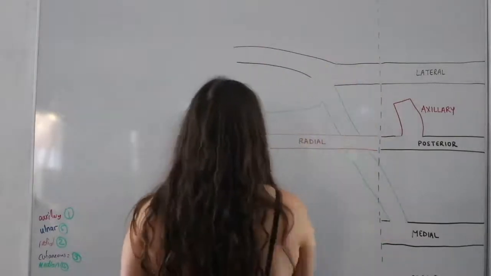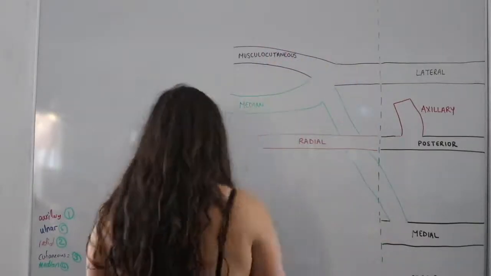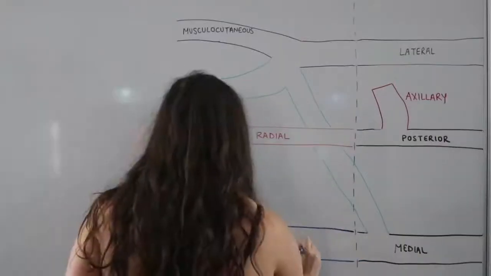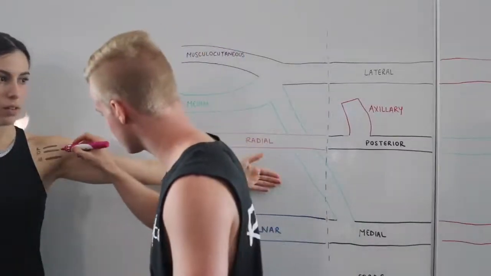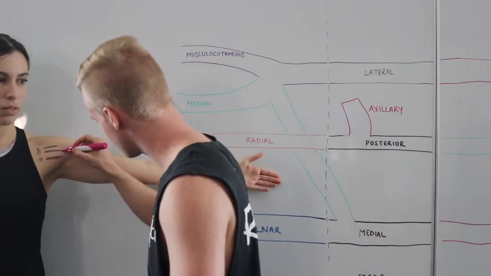The next 3 nerves form an M shape, combining musculocutaneous, median and ulnar nerves. These 3 nerves stem from the medial and lateral cords. To visualize the location of these nerves on the body, we have drawn it onto Annabelle's arm.